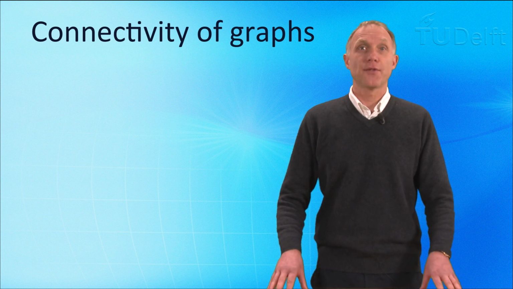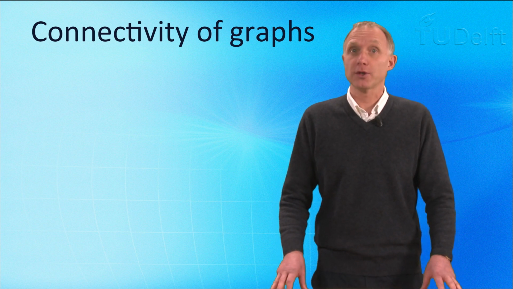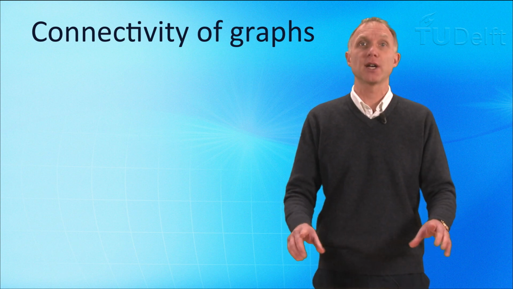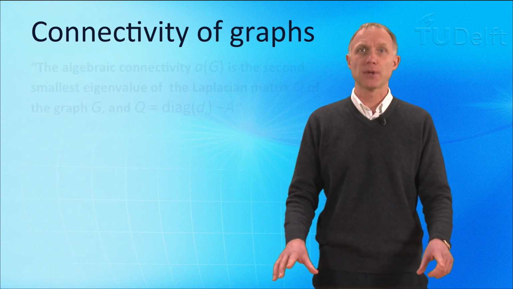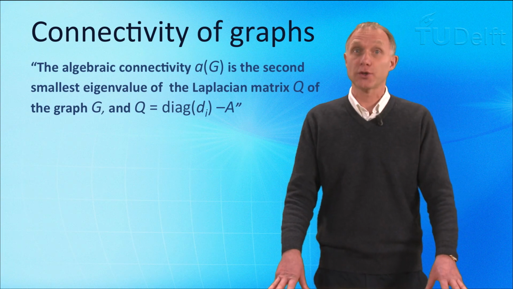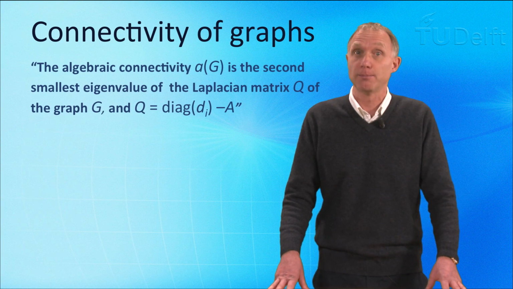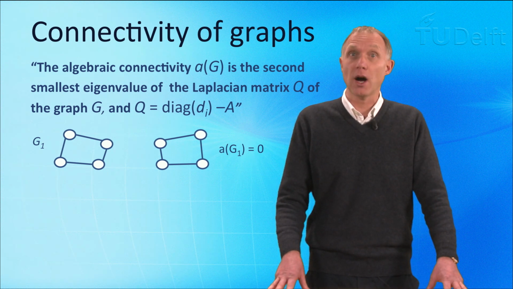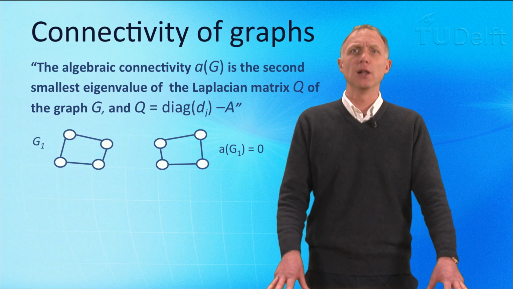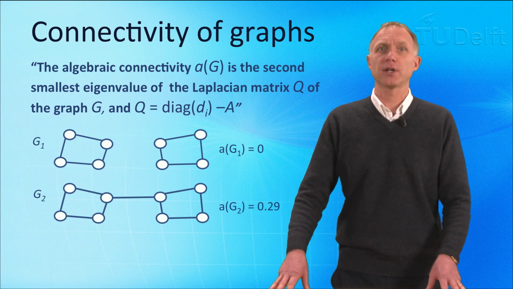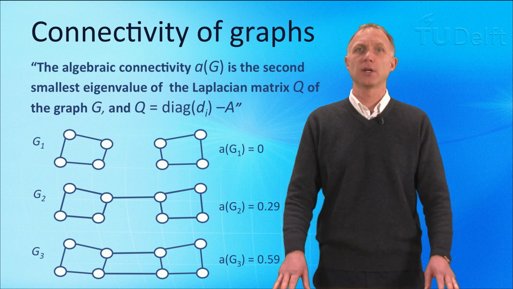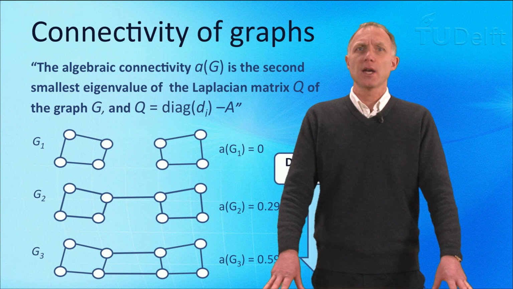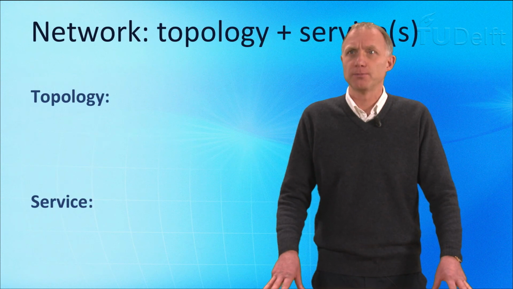Most people attach the concept of network robustness to that of network connectivity. And here we show the algebraic connectivity as a metric for connectivity of a graph. The algebraic connectivity is the second smallest eigenvalue of the Laplacian of the graph. If the algebraic connectivity is 0, then the graph is not connected. Else, the higher the algebraic connectivity, the stronger the graph is connected. Now, if we measure robustness by the algebraic connectivity, then we can compare different networks.